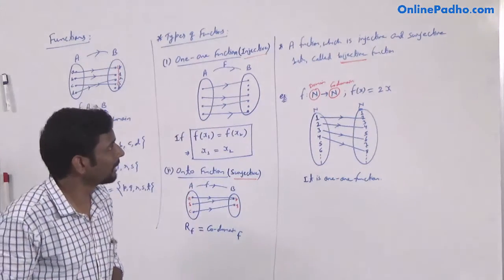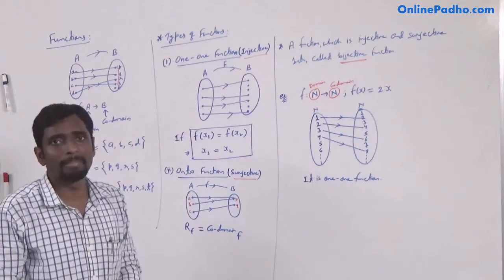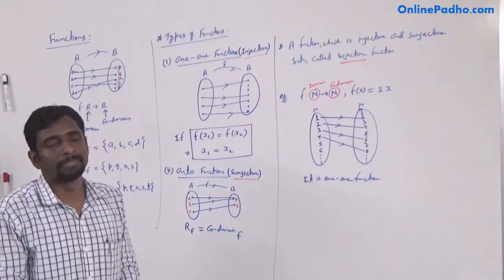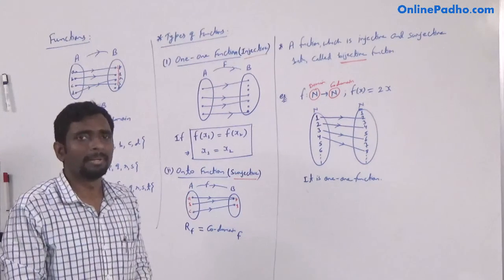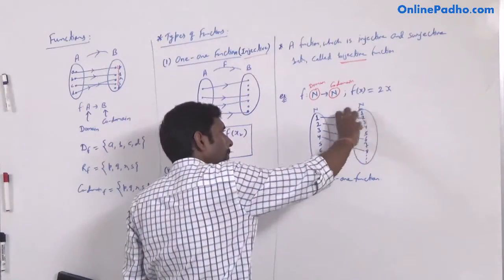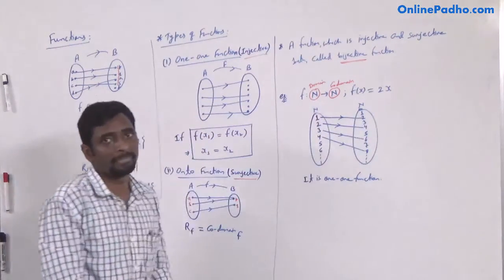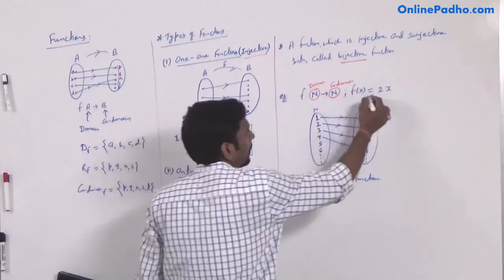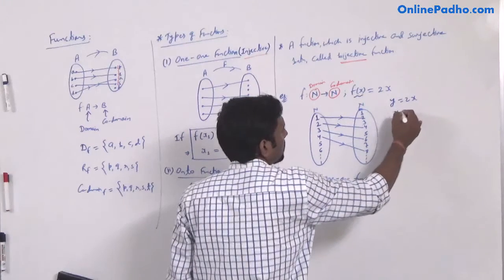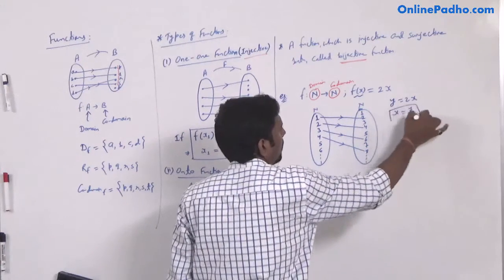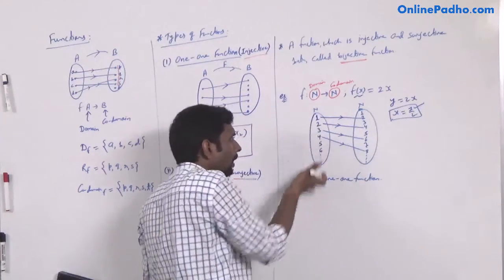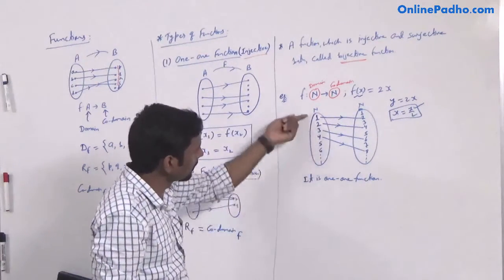Now check the surjectivity. Is it surjective? No, this is not a surjective function. Why? Because we have some elements, 1, 3, 5, 7, and there is no pre-image for these elements in the natural numbers. Let us consider y equal to 2x. So we can write x equal to y by 2, or f(x) by 2. If you consider y as 1, x is 1 by 2, which is not possible in the set of natural numbers.